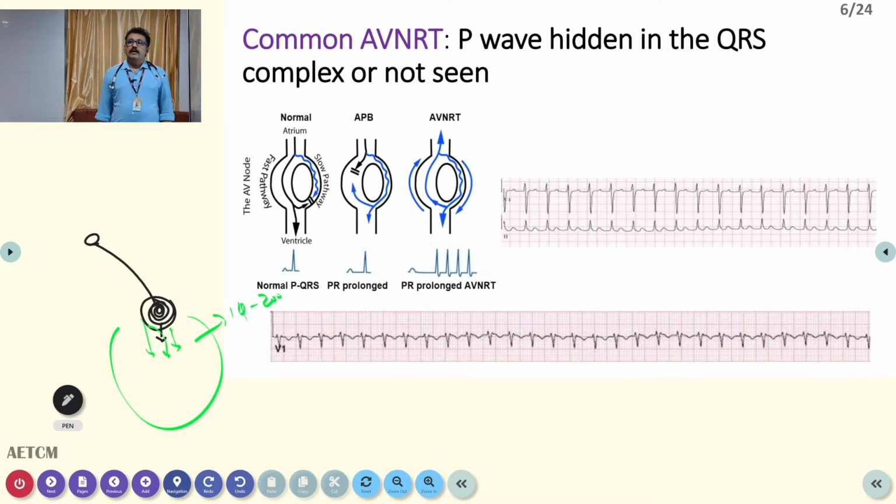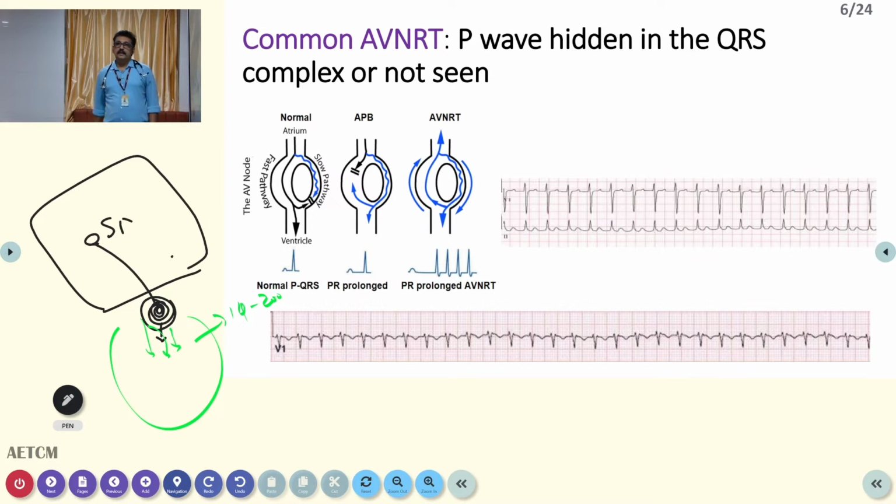Normal P, QRS can be seen in the first one, but in AVNRT you are not seeing any P wave. You are getting QRS complexes that are regular and narrow, but rapid. P waves are hidden inside the QRS complex. You don't see a P wave because it is not originated from the SA node or from the atria. If it originated from the atria, you could see all these things. Here it is inside the QRS complex, so there is no proper P wave formed. We don't know whether it is formed or not, but it is inside the QRS complex because both atrium and ventricle are stimulated together.